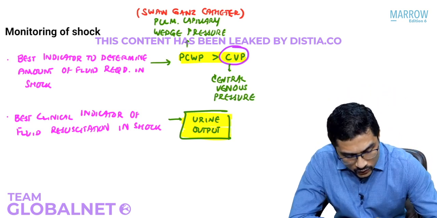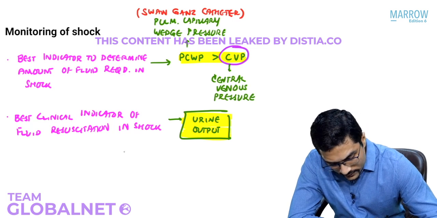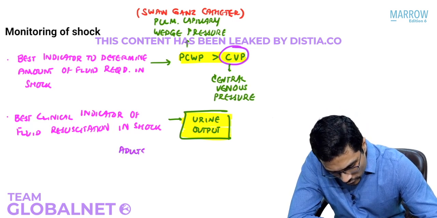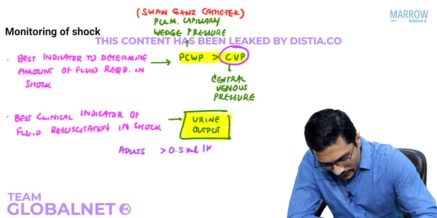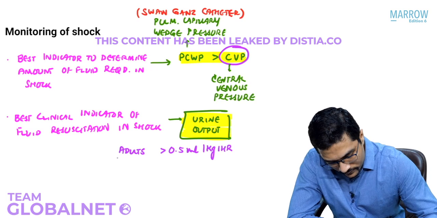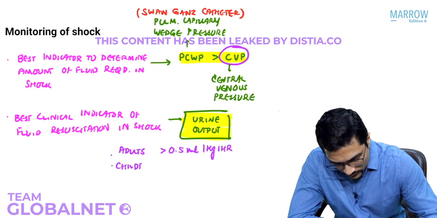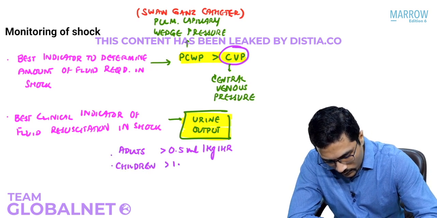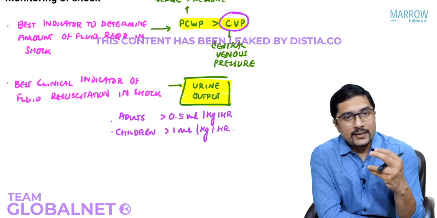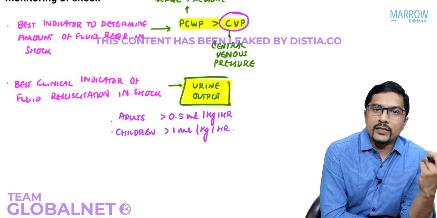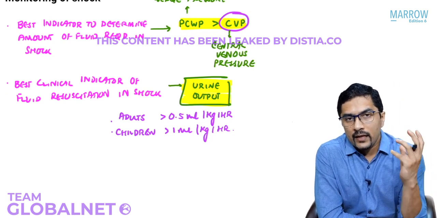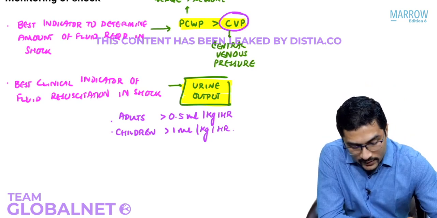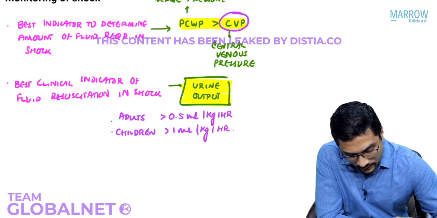Now the urine output for adults, in a patient with shock, should be maintained at more than 0.5 ml per kg per hour. Whereas for children, our aim should be that it should be more than 1 ml per kg per hour. Now, in addition to this, there are certain new endpoints of fluid resuscitation as well. These have been listed in Bailey and they are very important for the exam, asked a lot of times in the last couple of years.